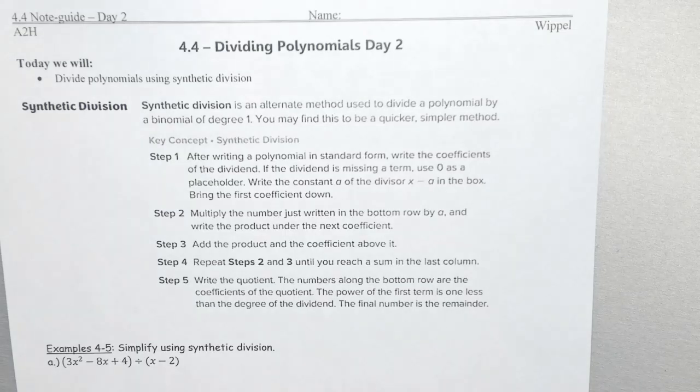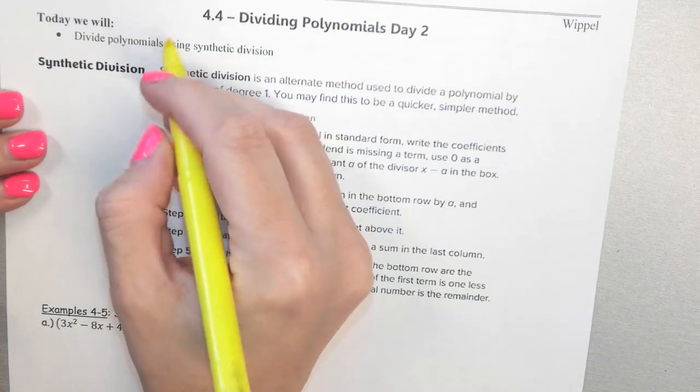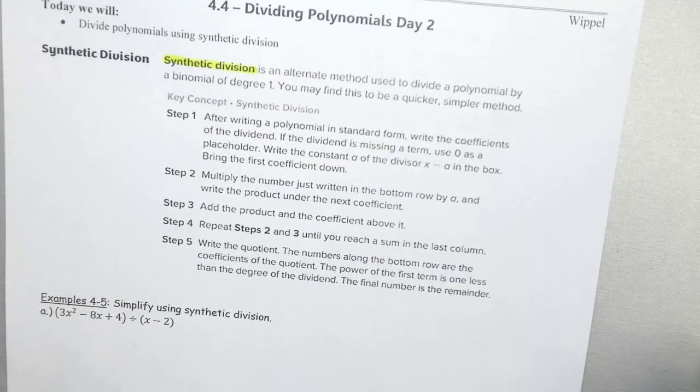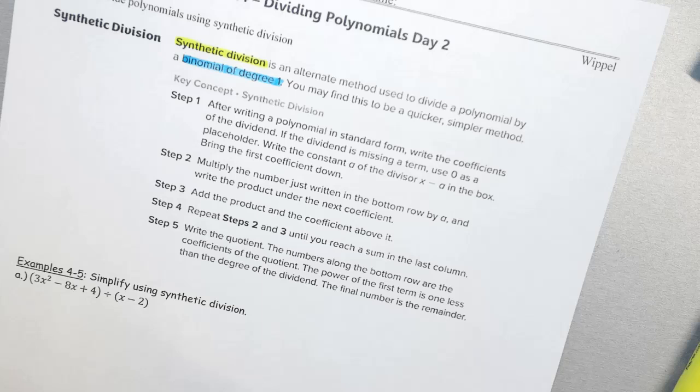Okay, so day 2 is going to be dividing using synthetic division. This is another way you can divide polynomials, but you can only use it to divide by a binomial of degree 1. So it's an alternate method that you can use if you're dividing by a binomial of degree 1.